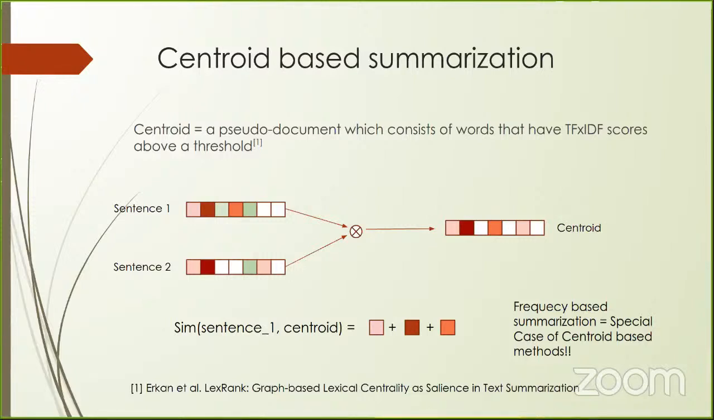There can be a different special case where you define the sentence vectors differently. So that will in turn mean that your centroid is defined differently, and then you can use a different similarity score. But the overall idea is still that you are comparing your sentences with an abstract centroid. So that's why I said centroid-based summarization is actually a family of systems, not just a single system. Okay, so far so good.